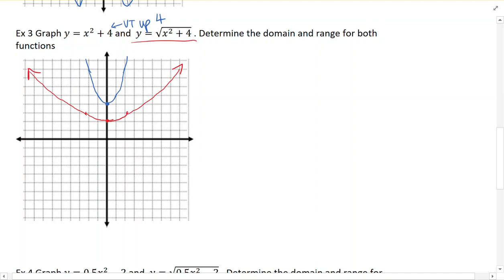Okay, so let's look at our domain and range again for both of these. In our blue graph, our domain will again be x belongs to all real numbers. And the range this time starts at 4 and goes above, so y must be greater than or equal to 4.